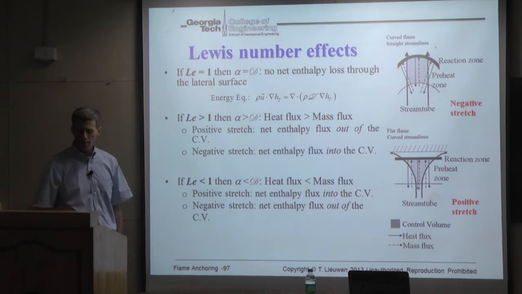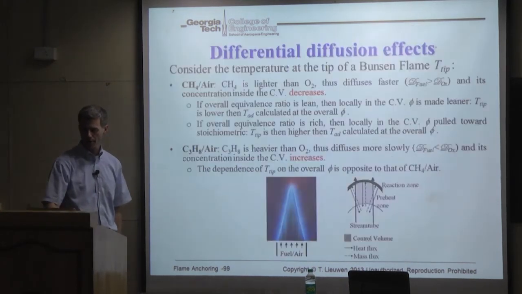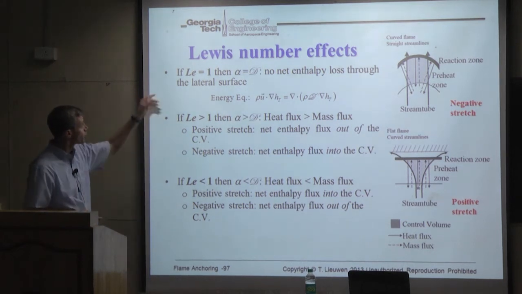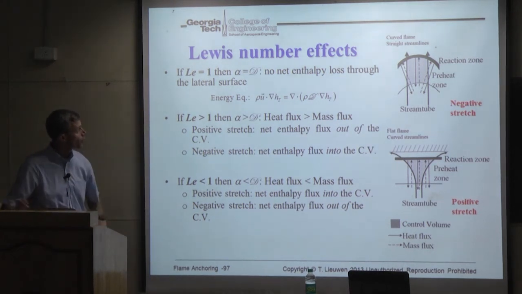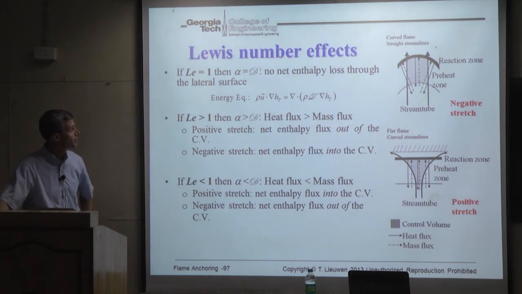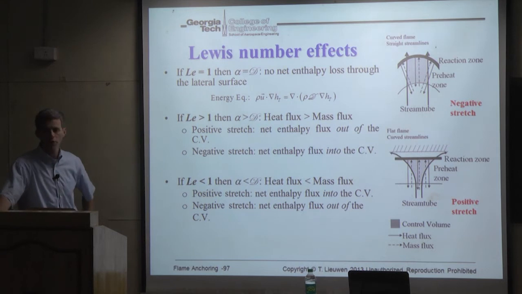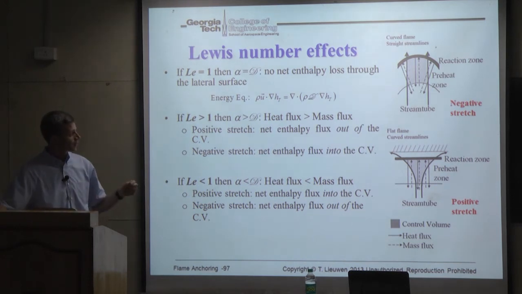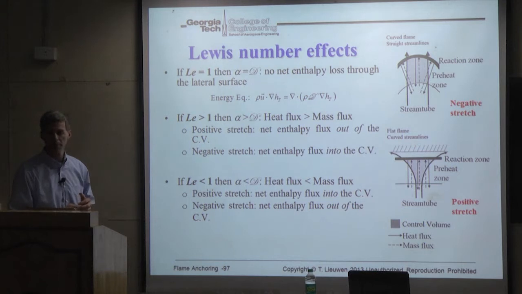All right. So the next two slides will unpack these in a little bit more detail. Let's start by talking about the Lewis number effect. If the Lewis number is 1, so the thermal diffusivity and the mass diffusivity are the same, you will have no net enthalpy loss through the lateral surfaces. And to first order, at least, for what are called weakly stretched flames, the effect of flow inhomogeneities or flame curvature does not impact the flame speed.